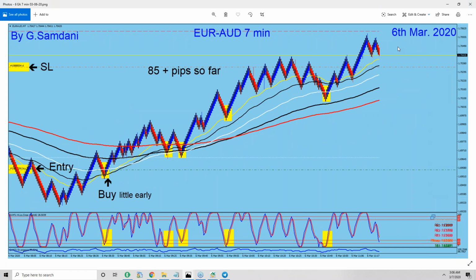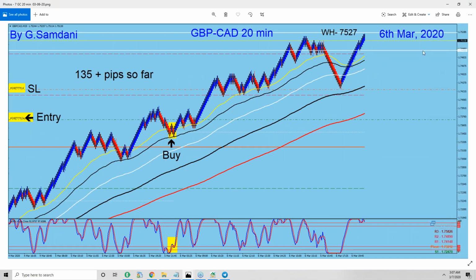And then the 6th, this is the one with the 33-minute chart. I even posted on the Telegram, so I'm going to come back and show you how it is. On the 6th, 85 pips here, and then on the 6th also Pound CAD. Pound was getting strong, so Pound CAD, Pound USD, they went up. So 135 pips from here to here.